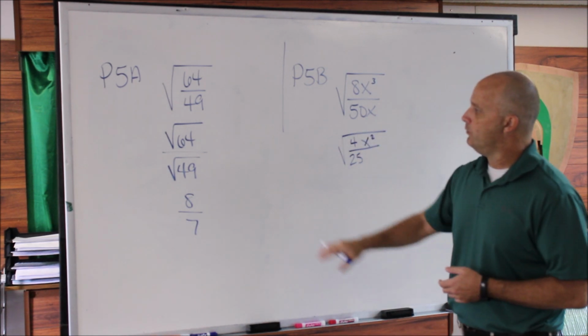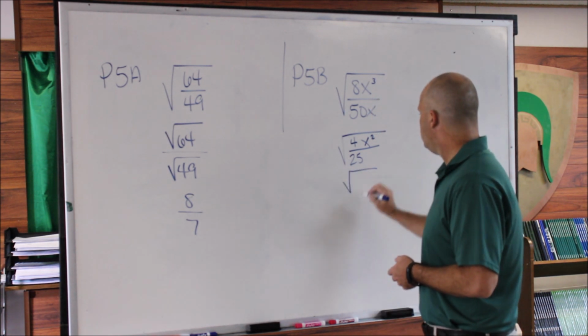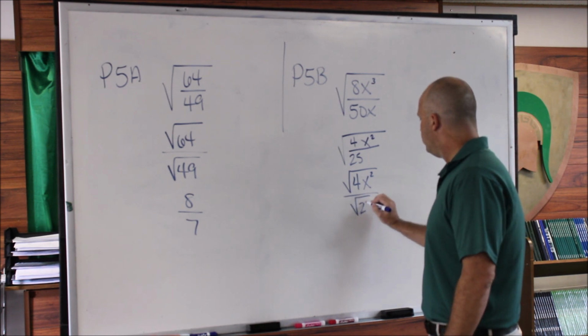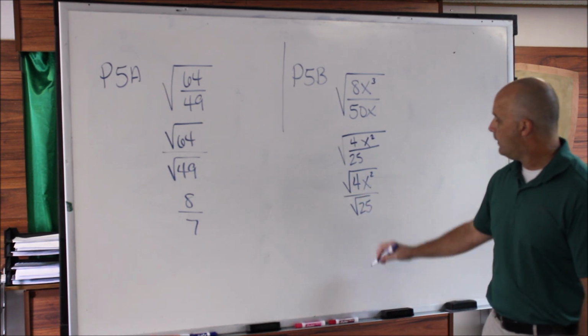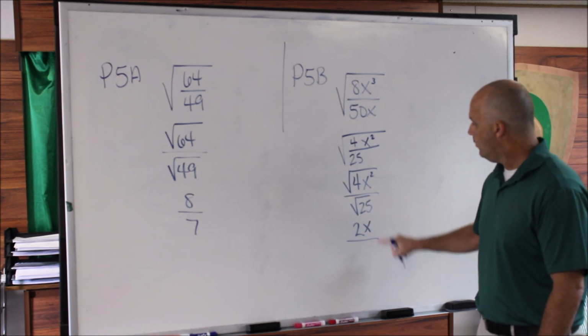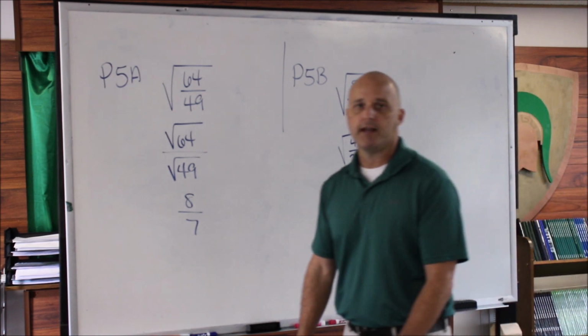So if you want to, you can go ahead and split this into two separate radicals. You get the square root of 4x squared over the square root of 25. Square root of 4 is 2, square root of x squared is x, over the square root of 25 is 5. 2 and 5 cannot be reduced, and so you're done.